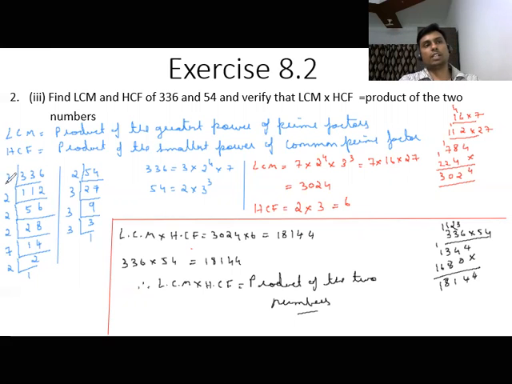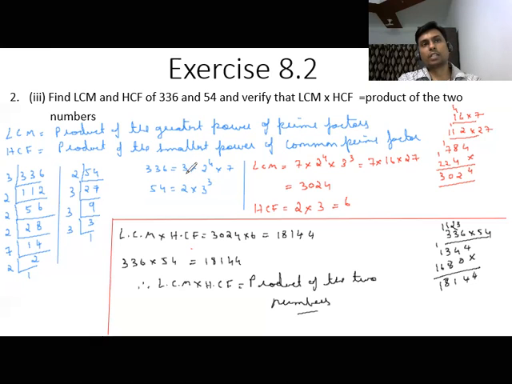So 336 divided by 3, easy, 112. 112 divided by 2, 56. 56 divided by 2, 28. 28 divided by 2, 14. 14, 7 you can use. 7 twos are 14. So 2 is 1, 2, 3, 4. 2 power 4 into 3 into 7. That is 336 expressed in the form of prime factors. Then 54. 2 you take, 27. 3, 3 nines are 27. 3 threes are 9. 3 ones are 3. So there are 3 threes. So 3 power 3 into 2.